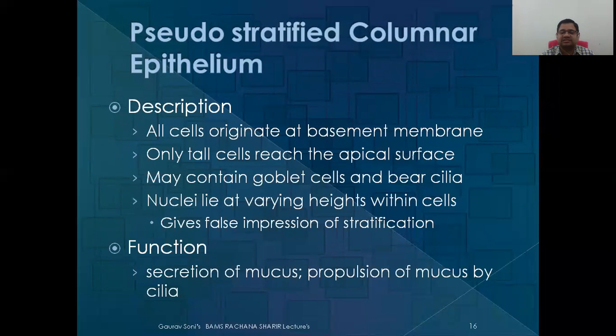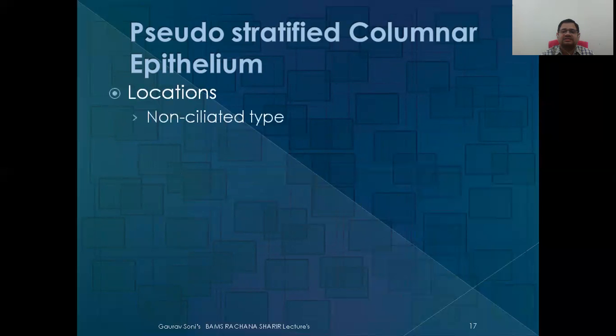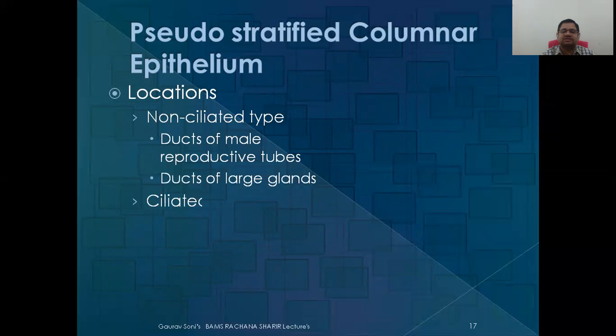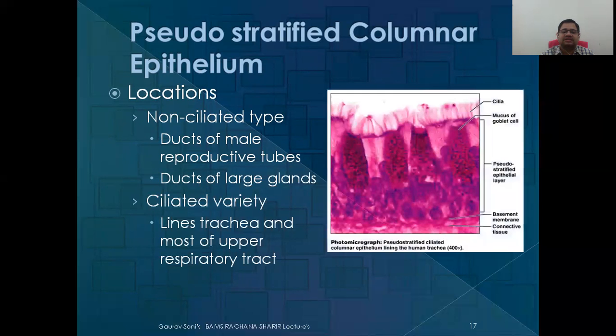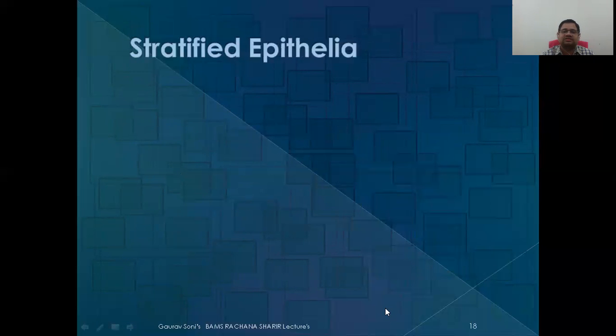Function is specifically secretion of mucus and propulsion of mucus by cilia. Location: the non-ciliated type you find in ducts of male reproductive tubes and ducts of large glands. Ciliated type are the linings of the trachea and most of the upper respiratory tract. So in this you can see the pseudostratified epithelium. The length of the cells is different and the height of the nuclei is different. So it seems to be stratified, but actually it is non-stratified.